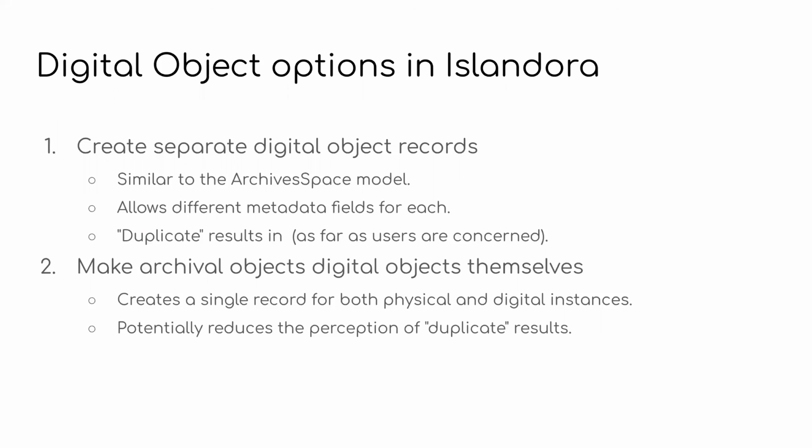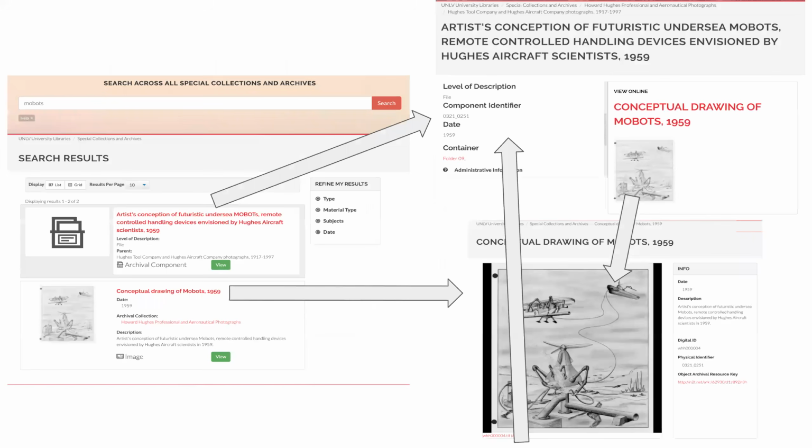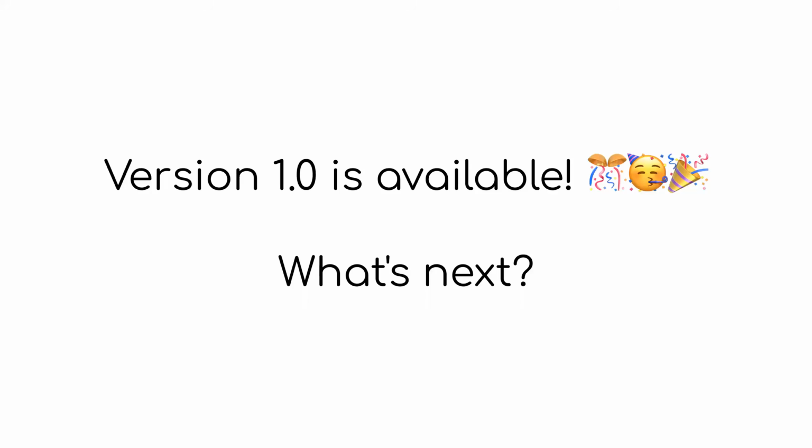We don't have people using this yet, so we haven't come to a community consensus on this. And either one makes sense depending on your perspective. So version 1.0 is available. Yay, it was released yesterday, actually. So what's next? There's plenty still that we can do.